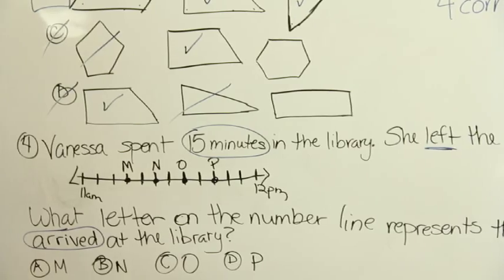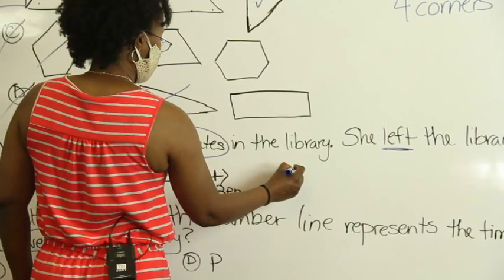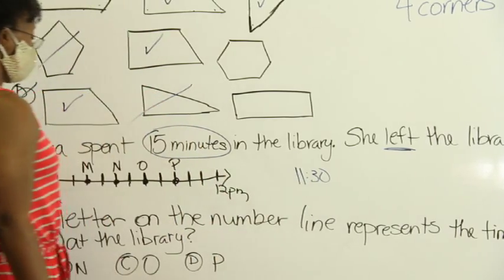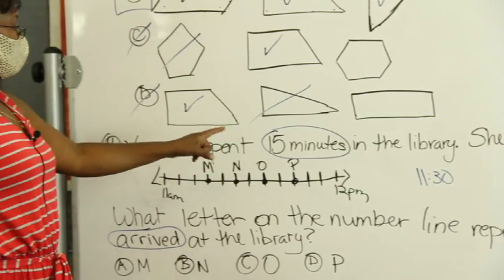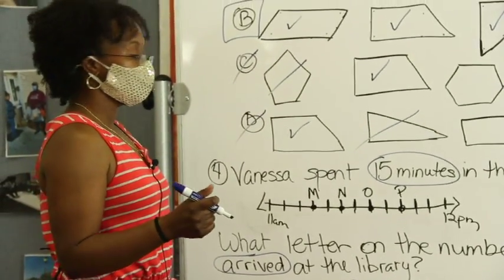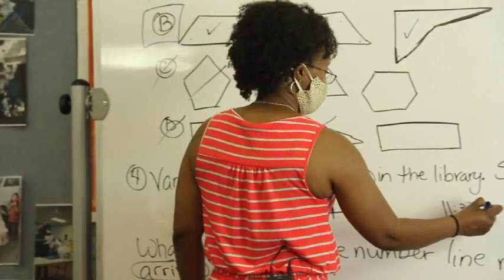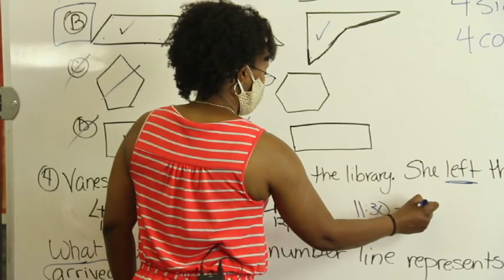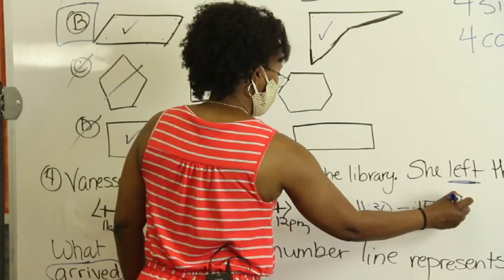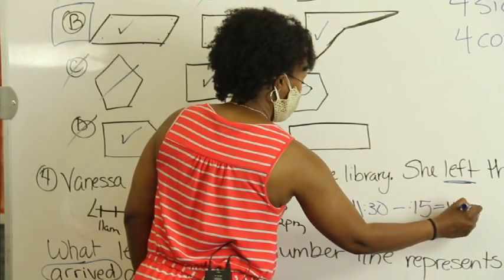All right, so we know that she left the library at 11:30. And she spent 15 minutes there. So fortunately, we can do very simple math with this one. We can just subtract 15 minutes from this, which gives us 11:15 as the time that she arrived. Let me fix that.